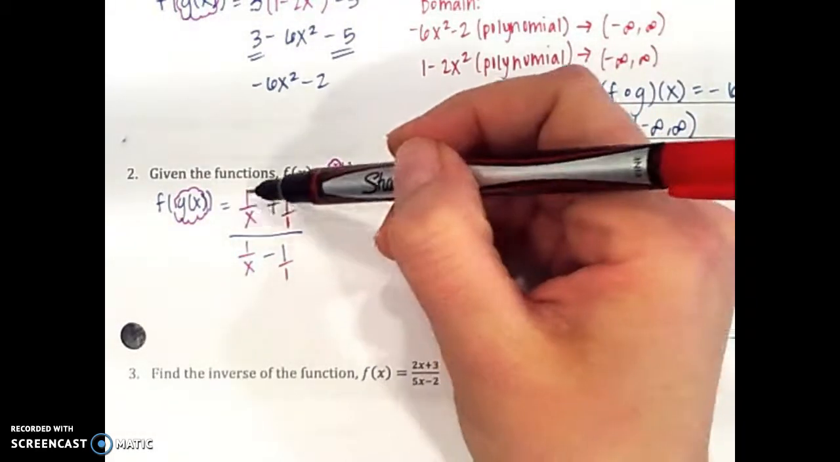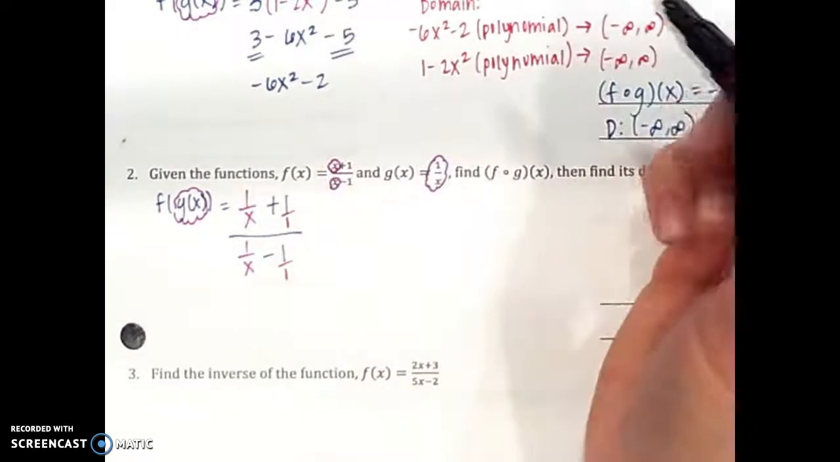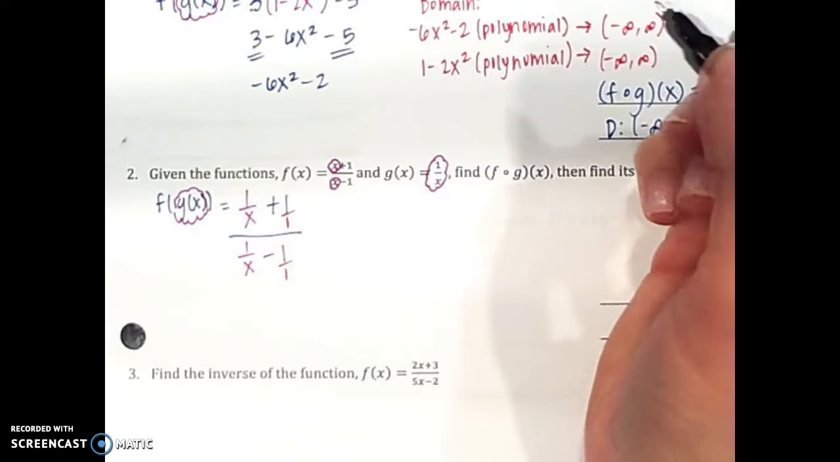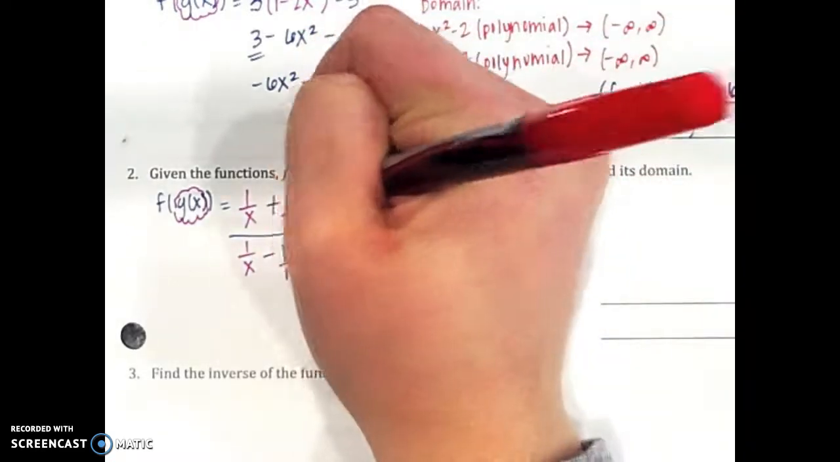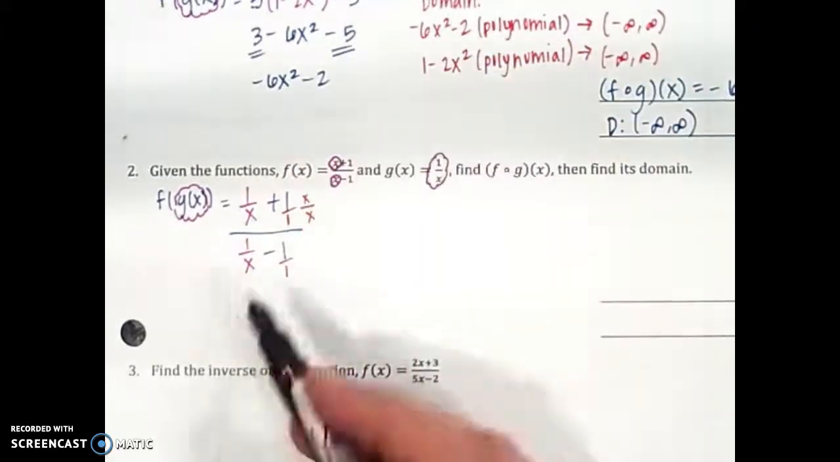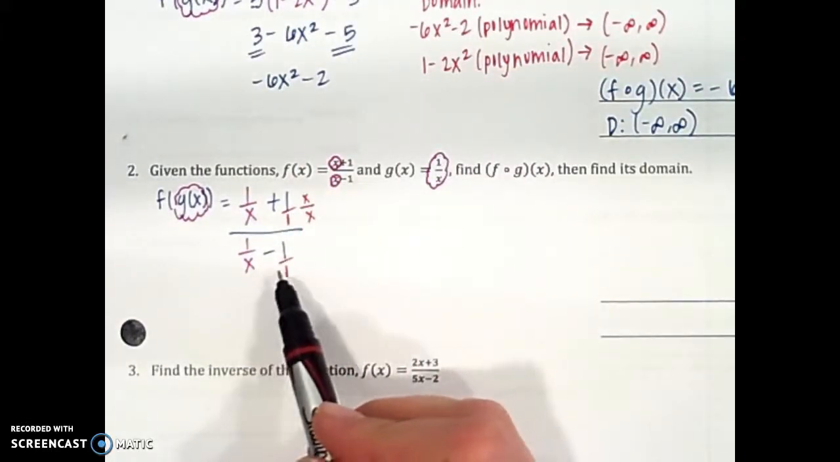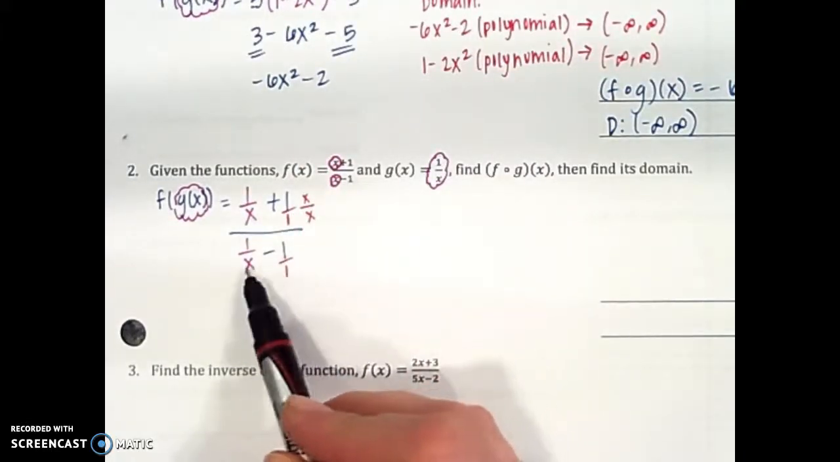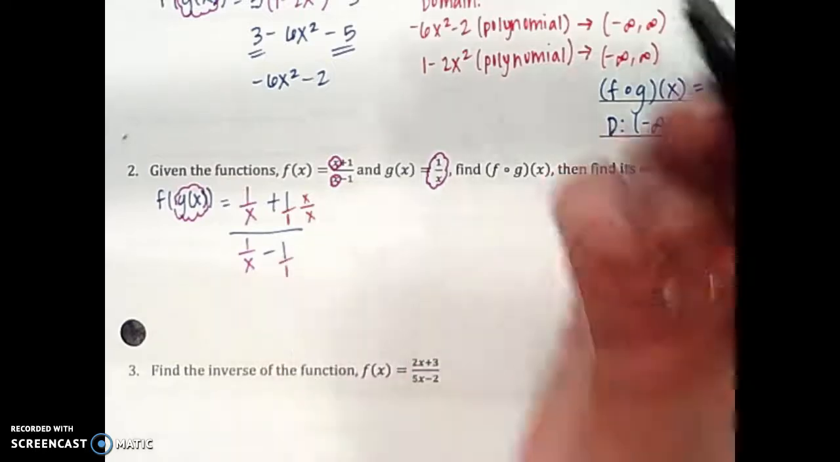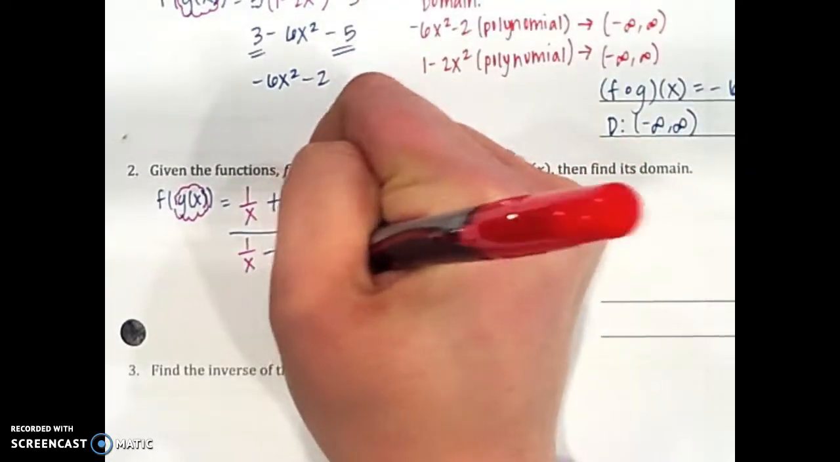And so I want to combine 1 over x and 1. The only way I can do that is with a common denominator. So I am going to multiply this by x over x. And then I look down here, same thing. I need to multiply, it's x and 1. My common denominator is going to be x. So I'm going to multiply it by x over x.